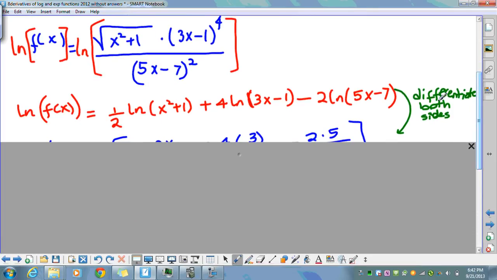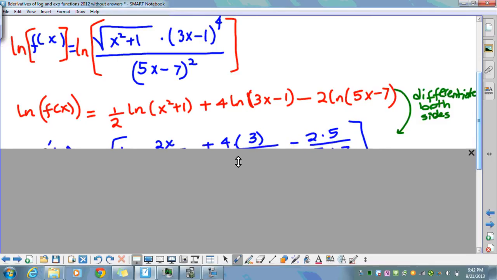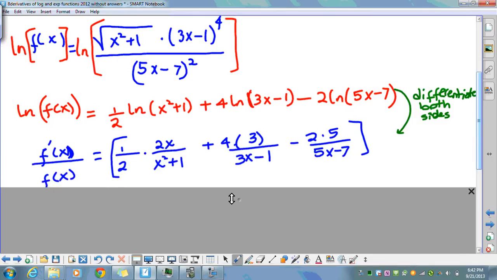And I know I'm going through this last example relatively quickly, but when you get a chance, you can take a look at this more slowly and try to do it on your own even. So the next step is we're differentiating both sides. And now it's easier because there's no product, no quotient to worry about.